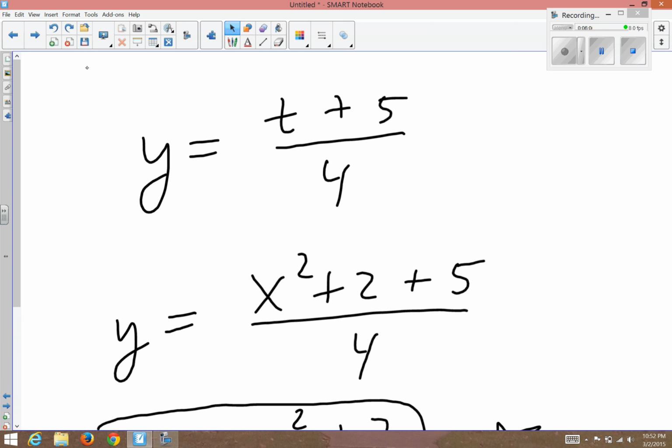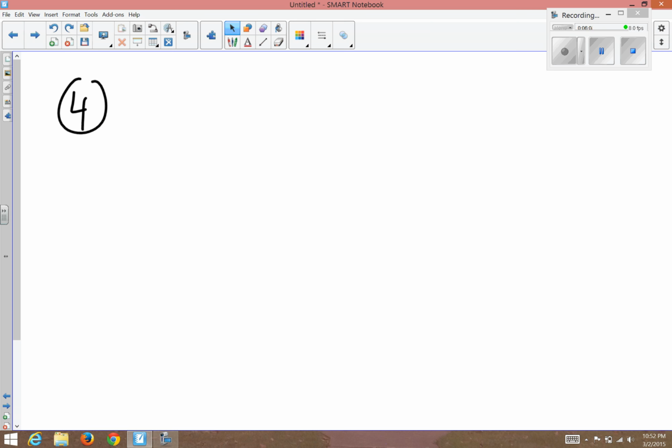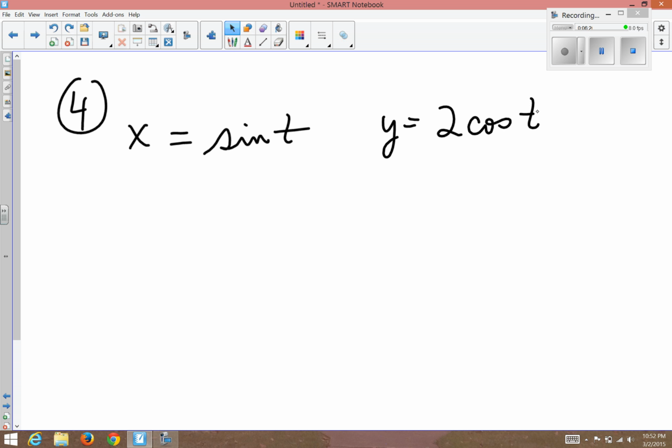Exercise 4, same directions. x is a function of t: x equals sine t. y is a function of t: y equals t cosine t. And t is between 0 and 5. t, maybe you can think of it as time, is between 0, maybe that's seconds, and 5.